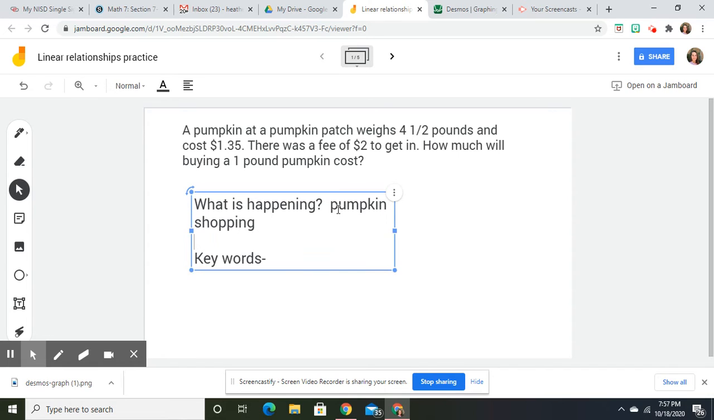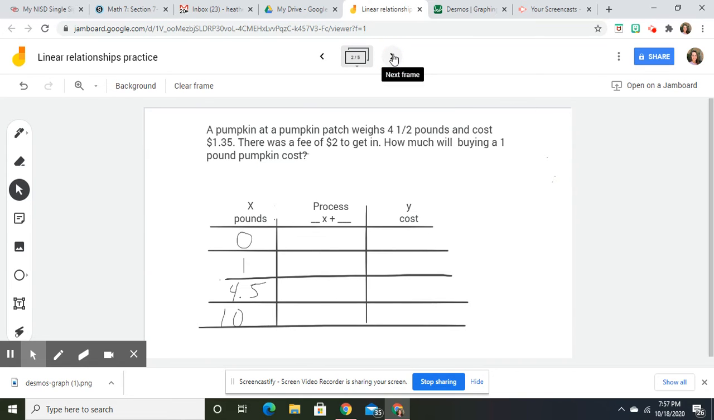So what's happening here? Well, we're going pumpkin shopping. We know that we are finding a total. And what are those keywords that are going to help us know that? Well, we know there's a cost, we know there's a fee, and we're looking to see how much we are going to buy. So already we know there's things like adding and an increase per poundage. So the next step is going to be to make our table.